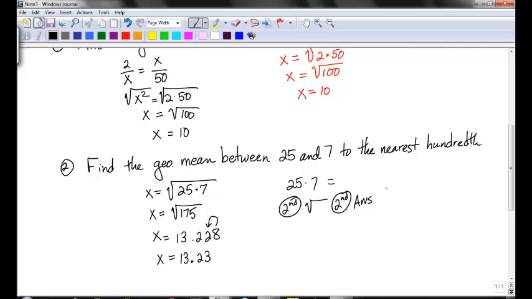Now just press enter. Sorry, I need to do it again. Do second function square root of 175. Now see, it rounds it for you. Everything's going to stay on the calculator in 2 decimal places. If I shut this off and put it back up on the wall, it's set to 2 decimal places.